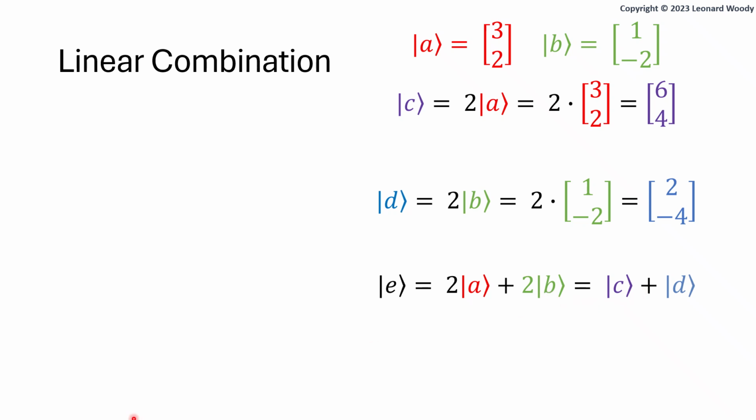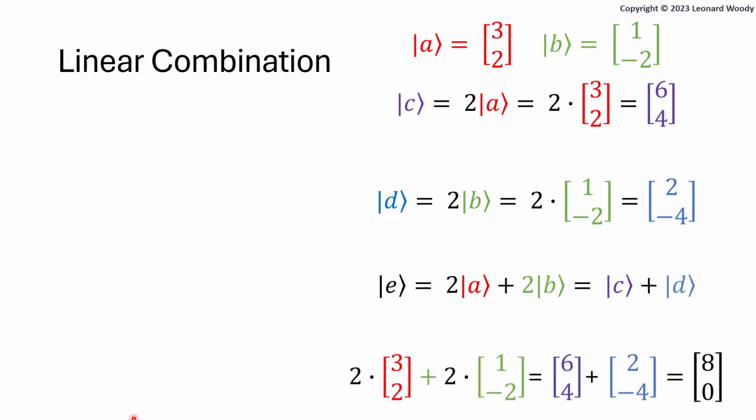So we can see this algebraically. 2 times 3, 2 times 2, 2 times 1, 2 times -2. This is 6, 4, 2, -4. We know how to do addition. So 6 and 2 is 8, and 4 and -4 is 0. So we've just created a linear combination out of our two vectors, A and B, using scalar multiplication and vector addition.